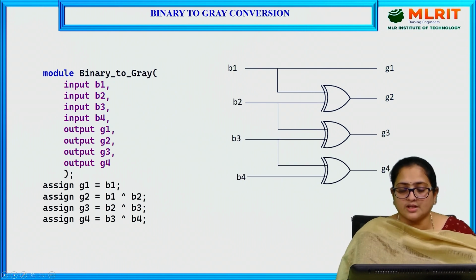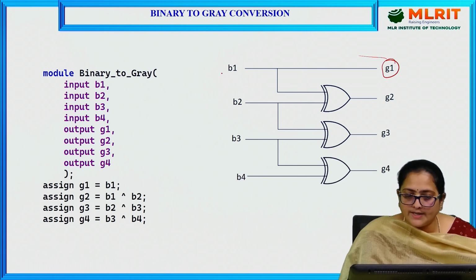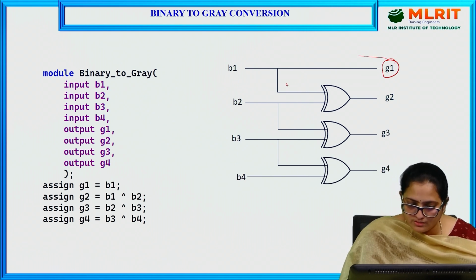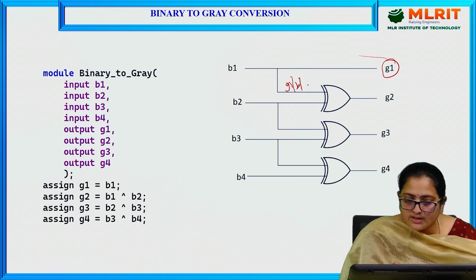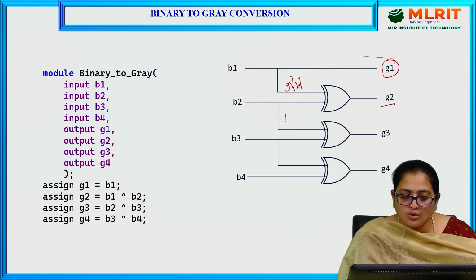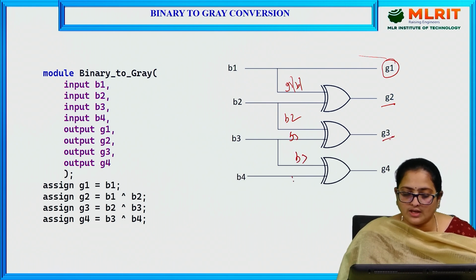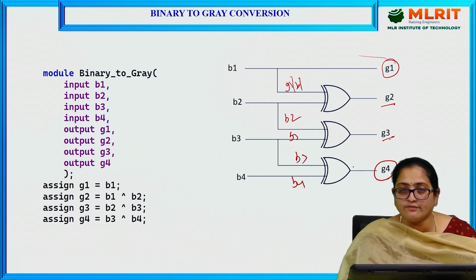And the circuit diagram for binary to gray code is given in this way. G1 will be the same as B1. B1 XOR with B2 produces an output of G2. B2 XOR with B3 produces output of G3 and B3 XOR with B4 produces an output of G4.